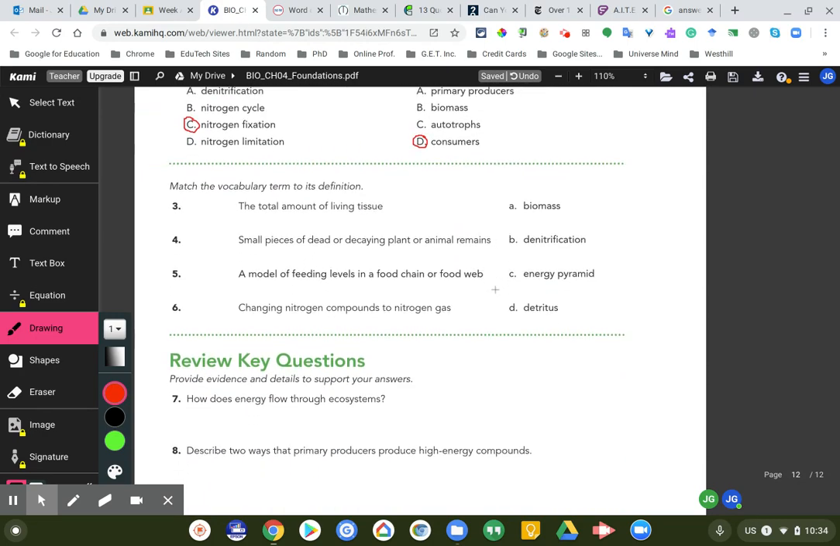Okay, number 3, 4, 5, 6. Match a vocabulary term to its definition. The total amount of living tissue. Like I said, I thought this was interesting because, yeah. Total amount of living tissue is biomass. Okay, small pieces of dead or decaying plant or animal remains is detritus, right? A model of feeding levels in a food chain or food web is an energy pyramid. And changing nitrogen compounds to nitrogen gas is denitrification. Okay, there you go. That's how that is.